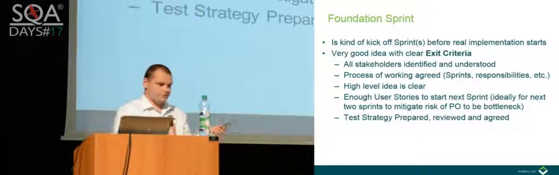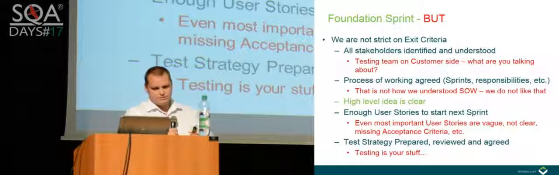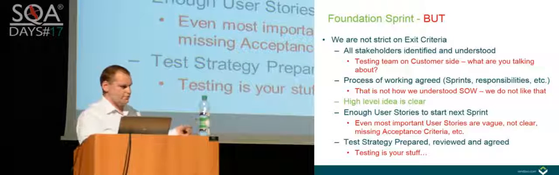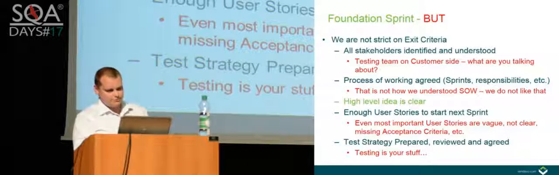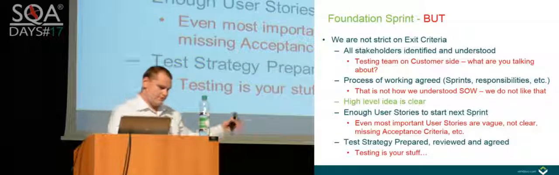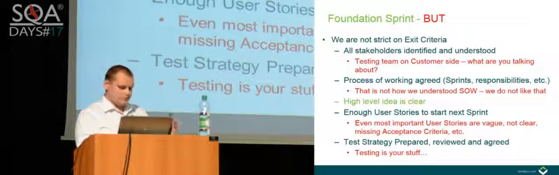So, as I said, this foundation sprint is a very good idea, but we are not so strict on these exit criteria. I spoke about the testing team on the customer side not being identified, and so on. And if you have these problems, then you need to add another foundation sprint. But this is the biggest problem, because usually we have some deadlines and some rough estimates that we will deliver in 10 sprints or something like that. And now, when everybody is prepared to start, you say to them, hey, no, stop, another 2 weeks, we need to clear these things.